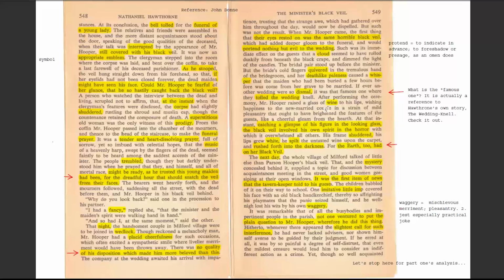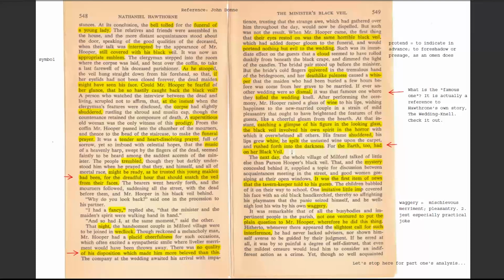At that instant, and he was looking at that instant when he toasted the couple, he caught a glimpse of his figure in the looking glass, and the black veil in his own spirit in the horror which had overwhelmed the others, and his own frame shuddered. His lips grew white. He spilt the untasted wine on the carpet, and he rushed forth into the darkness. For the earth too had on her black veil.